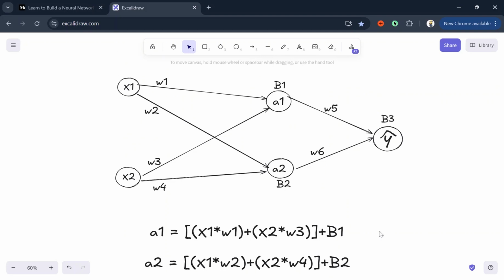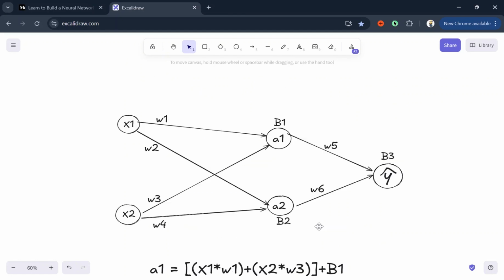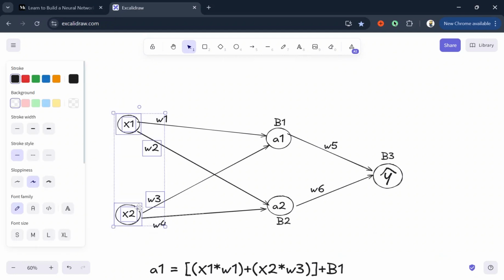Hi, welcome. In this video I'll be explaining the math behind the feed-forward process, which is one of the processes used by neural networks to make predictions. It is done by feeding data through the network and making computations on that data within the network.